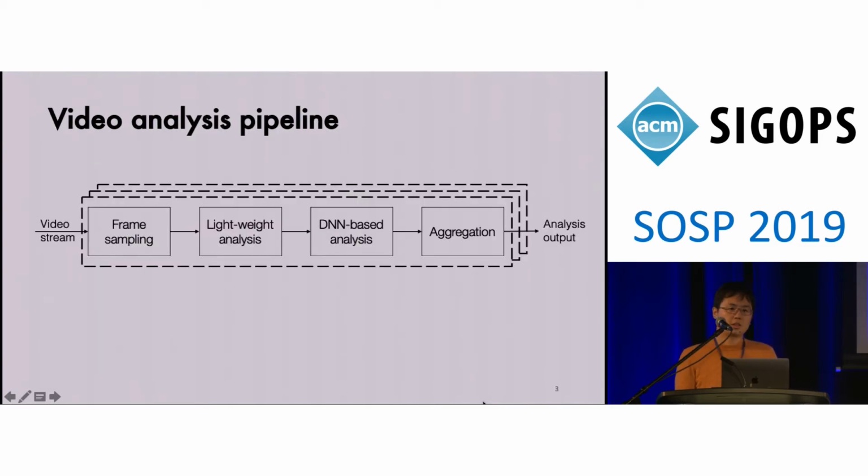Before we talk about the serving system, let's first take a look at what happens inside a video analysis pipeline for each video stream. It can be structured into 4 stages. First, we sample some frames and then perform some lightweight analysis such as motion-based filtering. Then we use neural networks to analyze the video contents, and then we aggregate the results. The DNN-based analysis is where the most computation happens and what costs the most. So in this work, we particularly focus on how to serve this workload.